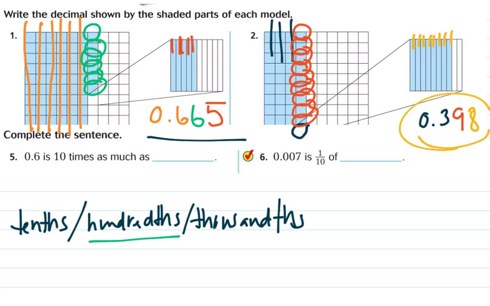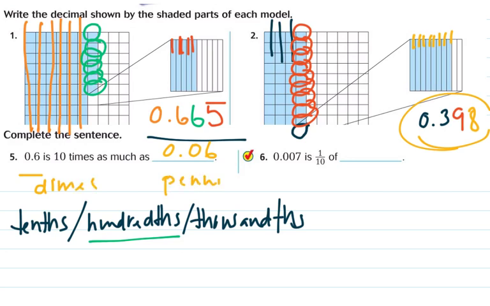This number, boys and girls, would be 398 thousandths. Now, boys and girls, when we analyze just this last little one here, we have to keep in mind, what is this statement saying? 6 tenths is 10 times as much as 6 hundredths, because 6 dimes is much bigger than 6 pennies.